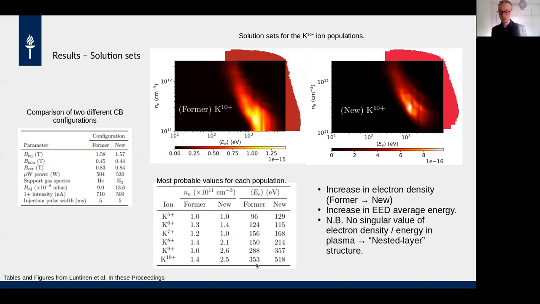The nested layer model is supported by both simulations and experiments, and in case I wasn't able to perfectly explain it, ask about it because I've got a bonus slide about the nested layer structure.